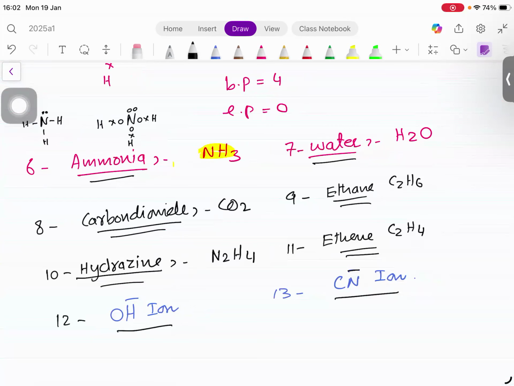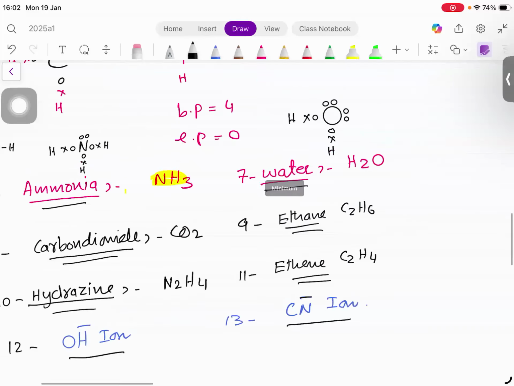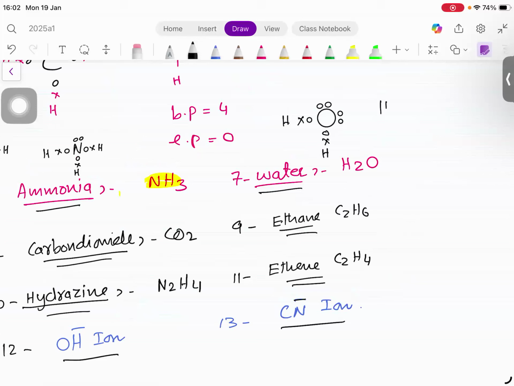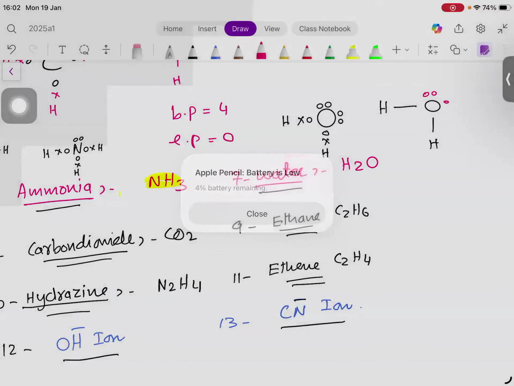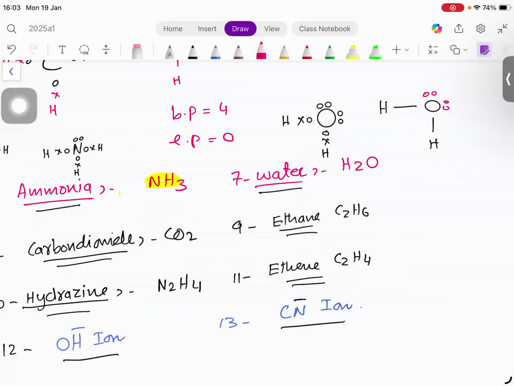Can somebody help me with the water again? Okay, oxygen is having 1, 2, 3, 4, 5, 6 valence electrons. How many it needs? So one hydrogen shares on this side, one hydrogen on this side. Right. So two bond pairs and two lone pairs. This bond pair, lone pair counting, we need it because in the next part we'll be using it. So that's why I'm asking you to do it.